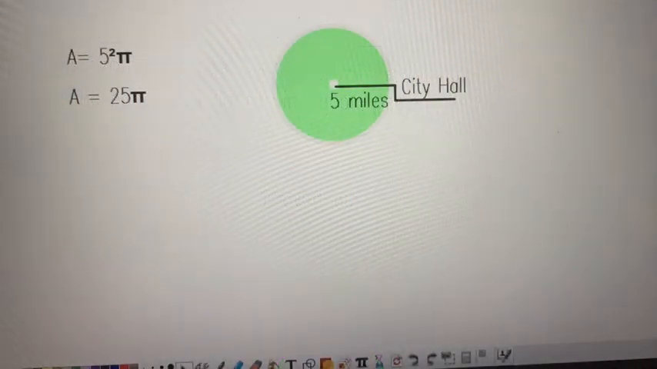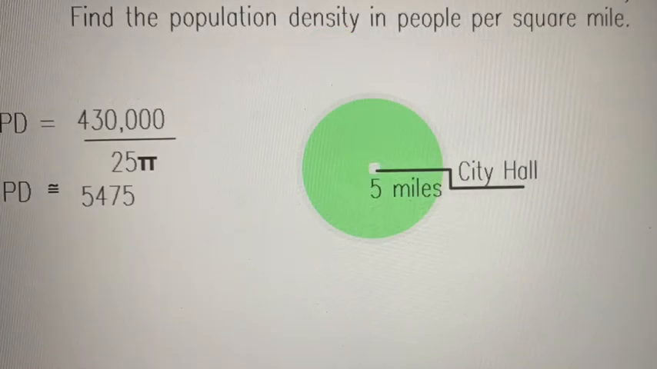Well, let's draw it out first. We have a radius of 5 from the city hall. That means all the way around. So the area is 5 squared times pi, or 25 pi. I'm going to leave it that way for a moment. So then I have to find the population density in people per square mile. Well, population density is 430,000 divided by 25 pi, which is about 5,475 people per square mile.